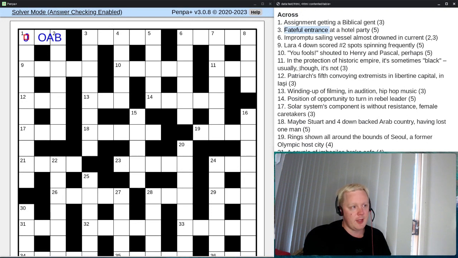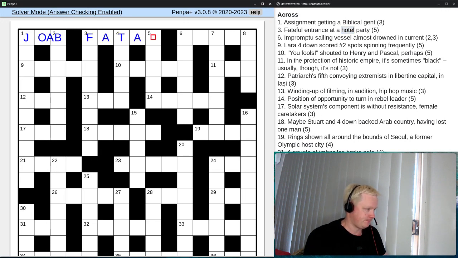So fateful entrance clues F, then we have ada, and then we have hotel. Now an abbreviation for hotel is H. If we put all of those together, F, ata, and H, we get Fatah, which is a political party. Like that. And that's the only answer for 3 across. Then let's look at 6 across.